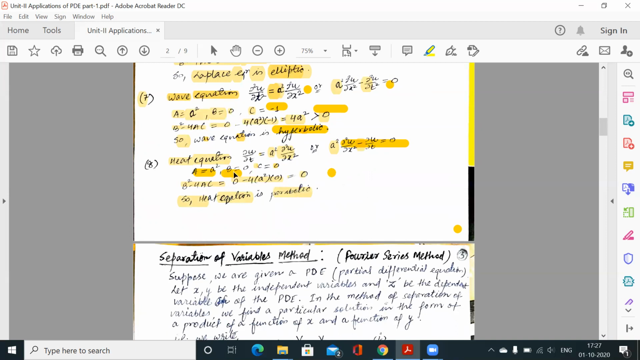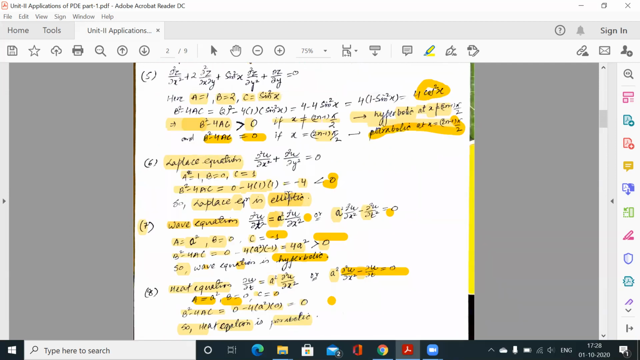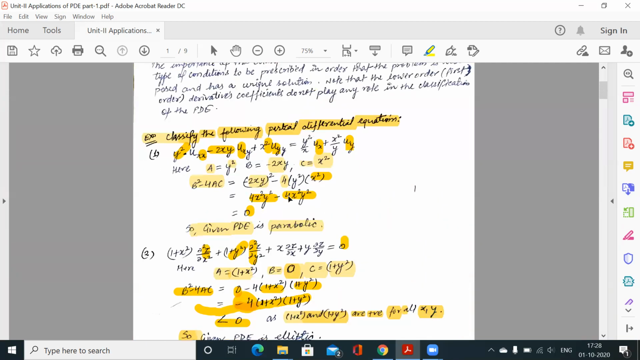Like I told you, we can interchange a and c. If we consider a square as c, then a would be 0, so again we will get 0 into a square, and the result will not change. But b is fixed, the coefficient of the mixed second order derivative, like del 2z over del x del y. Clear?